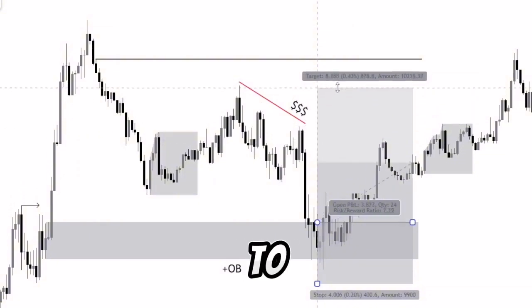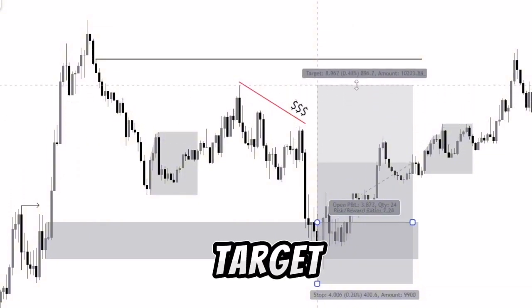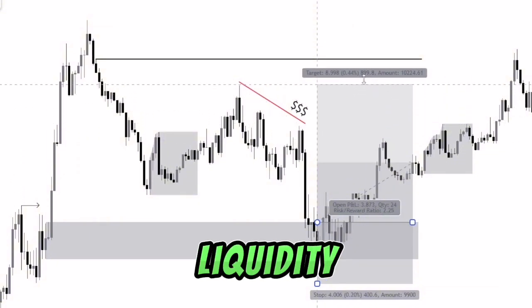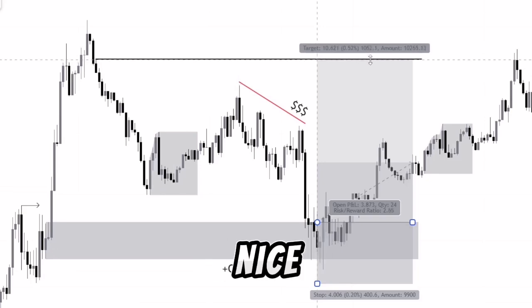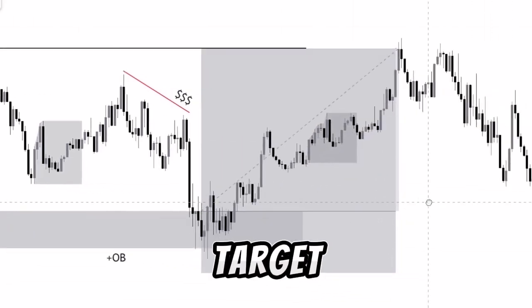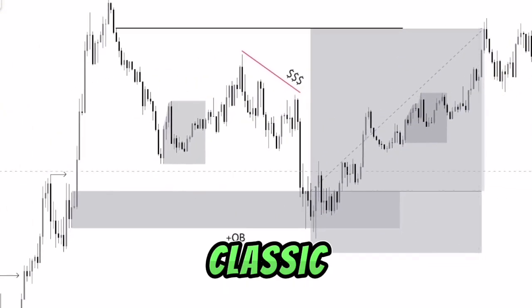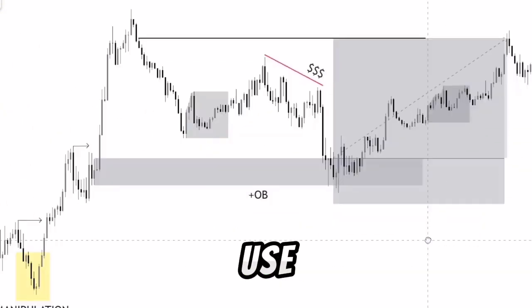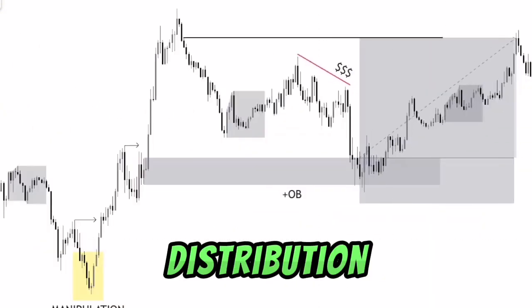Your job is for price to target this buy-side liquidity and rebalance any orders up here, giving a nice 1 to 2.5 trade or 1 to 3 trade, depending on how far you target, right? And this here is a classic AMD model on how you would use accumulation, manipulation, and distribution to enter the market.